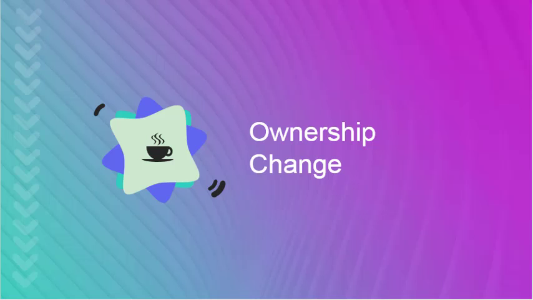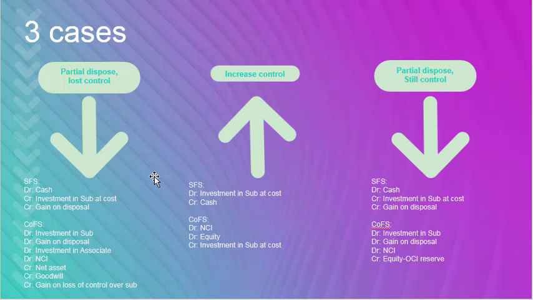Okay, and again, there are some difficult scenarios in the consolidation. For example, with ownership change. Let's see. In case we partially dispose our shares, that makes us lose the control. Okay, then in a separate financial statement, we're gonna recognize again. And from the consolidated financial statement perspective view, we basically cancel the gain and cancel the investment in sub at cost at a separate financial statement level, and we recalculate everything again.